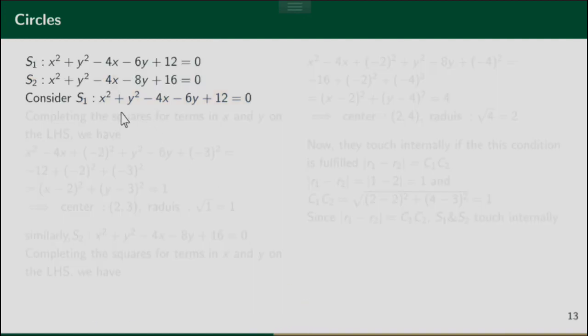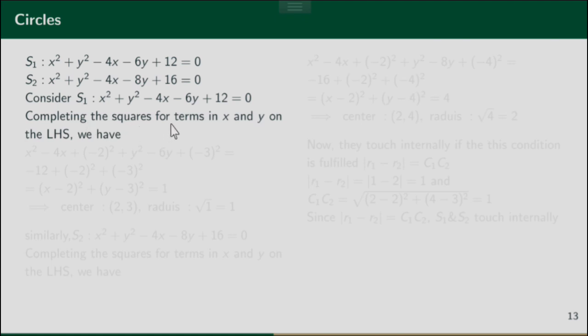So in order to show that these two circles touch internally, I will need to find their centers and of course their radii. To find their centers and their radii, I need to express each of these equations in the standard form of the equation of a circle. And how do I do that? I need to complete the squares in the terms in x and terms in y.